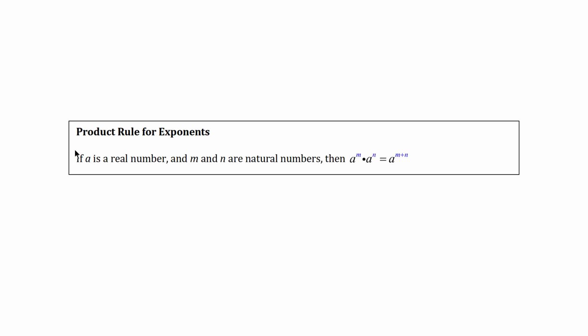First, we're going to go over the product rule for exponents. Here it states, if a is a real number and m and n are natural numbers, then a to the power of m times a to the power of n is equal to a to the power of m plus n. We apply this rule whenever we multiply the bases of like exponents together. In the next set of examples, I'm going to show you how we apply the product rule for exponents.